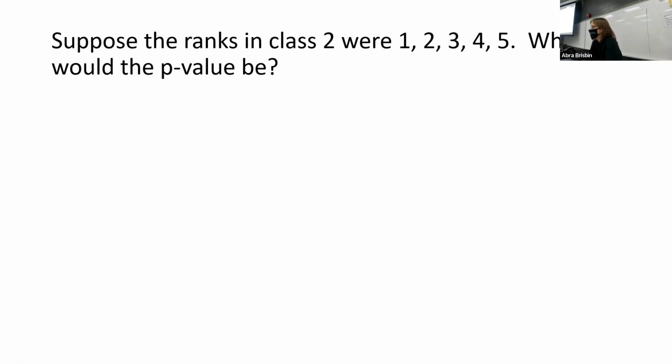So let's think about how we can use the ranks to give us a p-value. Suppose we're in a simpler example where we just ended up with all of the ranks in class 2 being the 5 smallest values. So class 2 got all of the lowest scores, and class 1 got all of the highest scores. And we want to think about what p-value would correspond to that.